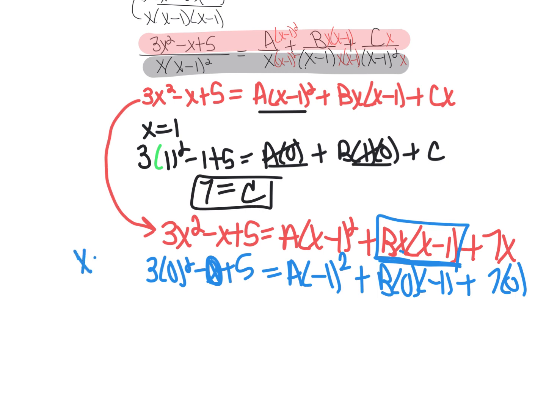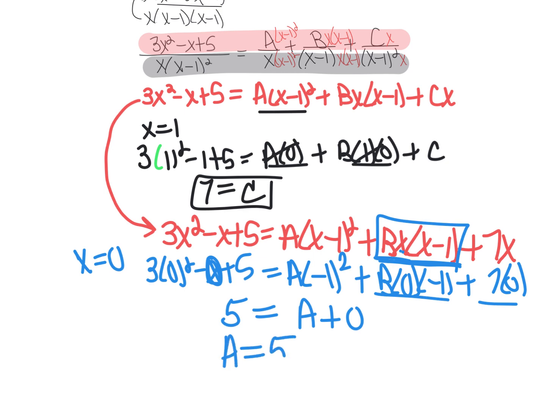Just a reminder, I forgot to write that we're doing this when x equals 0. So we'd have 0 minus 0 plus 5 equals 5. And then negative 1 squared is negative 1 times negative 1, which is positive 1a. The rest cancels to 0 plus 0, because 7 times 0 is 0. So we get a equals 5.